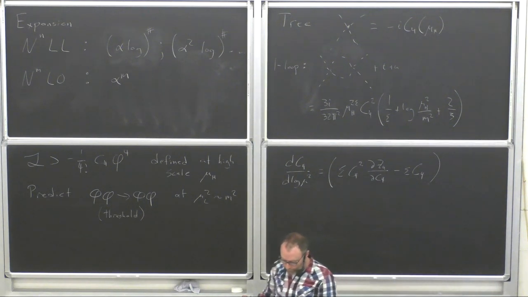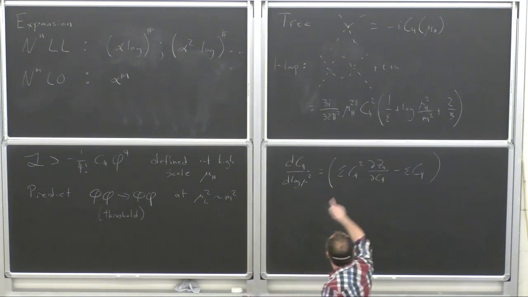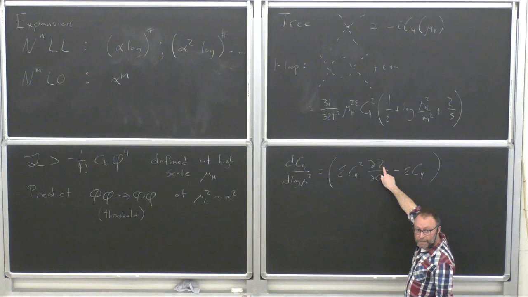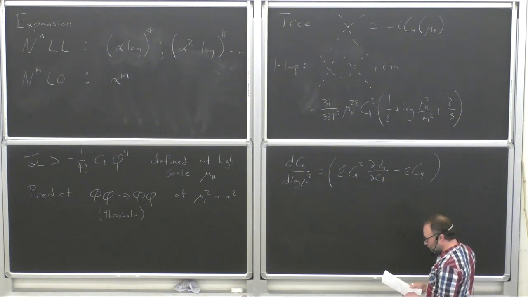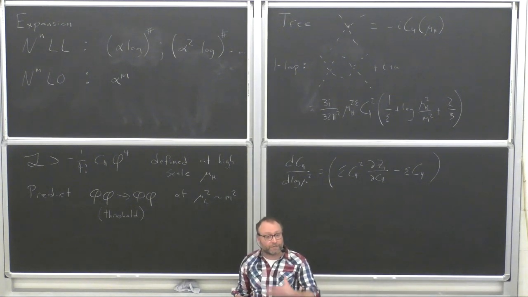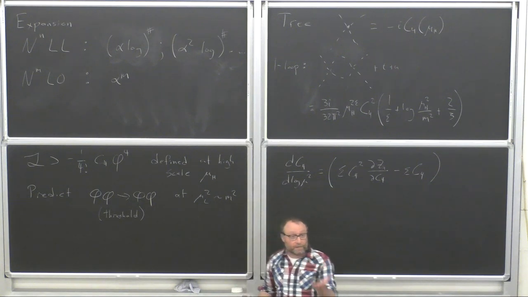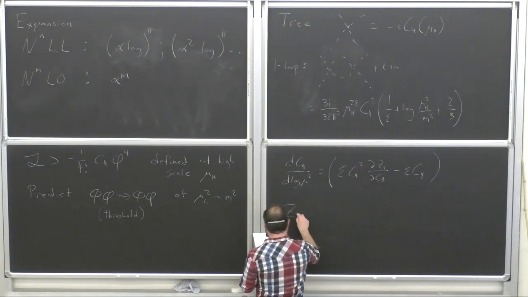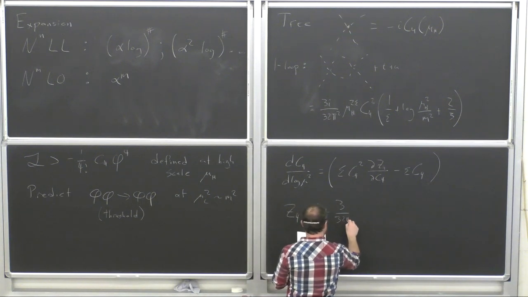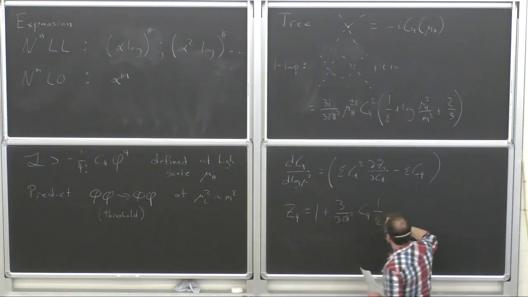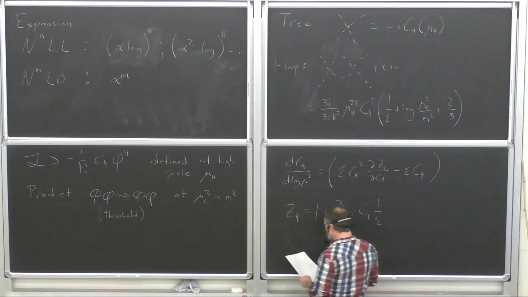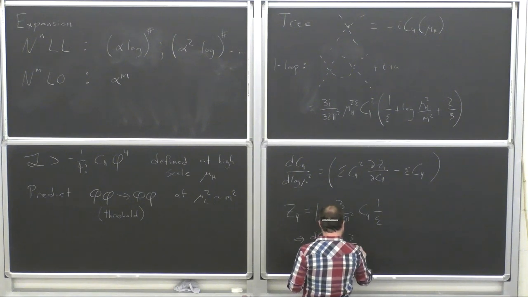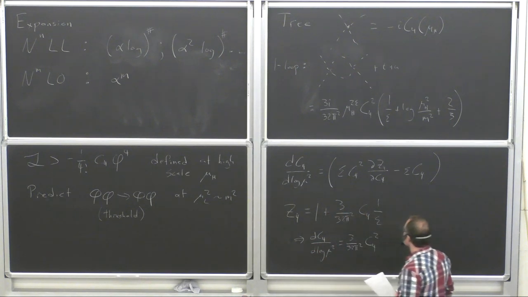And I plug in, or I use the result here to determine what this Z needs to be, right? Because this has the counterterm in it. This is 1 plus the counterterm. So I need to cancel the 1 over epsilon, right? Because I'm working in minimal subtraction. So minimal subtraction says the counterterm is set only by the divergent part, right? So all I need to do is cancel this 1 over epsilon term. So I have Z4 is 1 plus 3 over 32 pi squared, C4 1 over epsilon. When I plug this in here and take the limit epsilon goes to 0, I get dC4 d log mu squared is 3 over 32 pi squared, C4 squared. Okay?